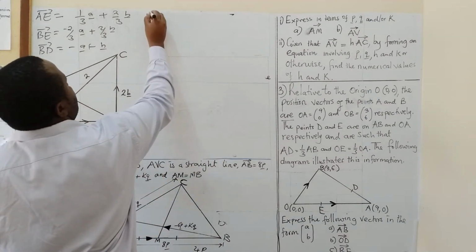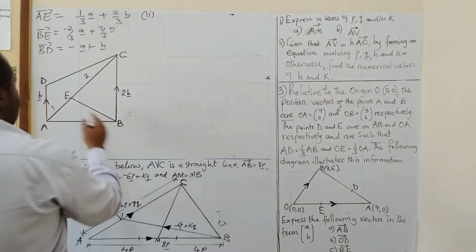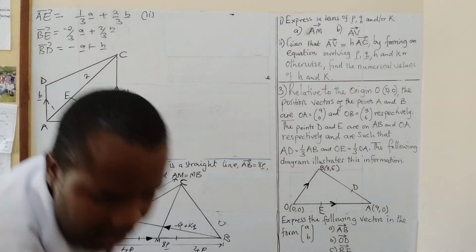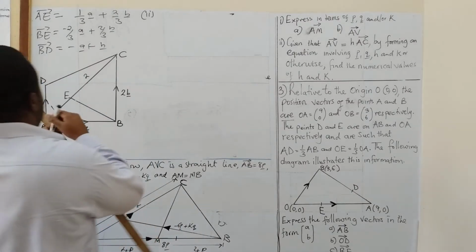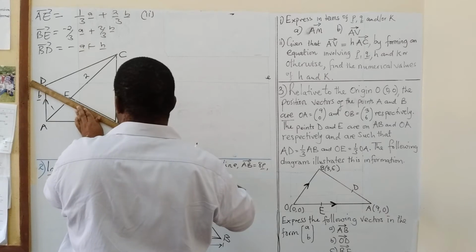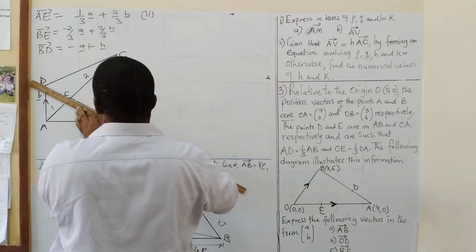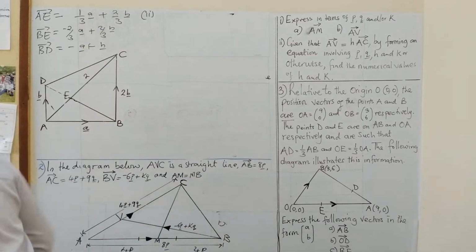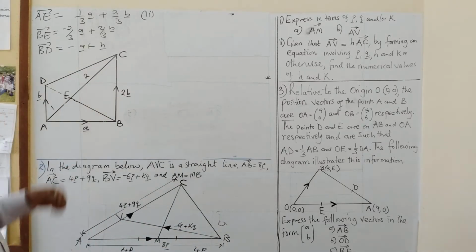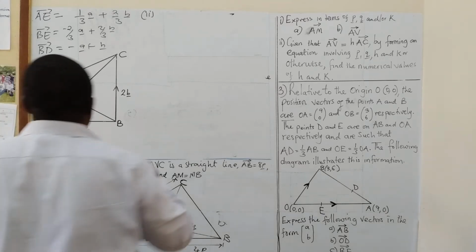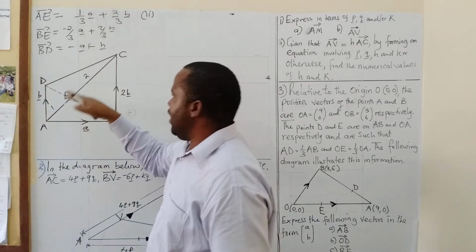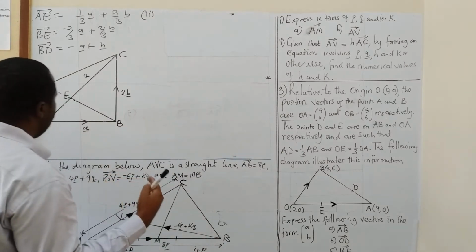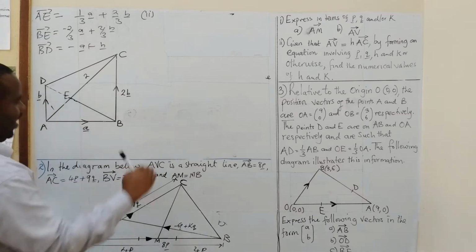Alright? We show that B, E, and G are collinear. Now, we can try to extend here. Even without doing that, I'm just doing it so that you're able to imagine what we're talking about. If the points are collinear, then they must lie on the same line. If the vectors are collinear, then they must lie on the same directed line segment. So, we need to think of a way of showing that these are on a straight line.